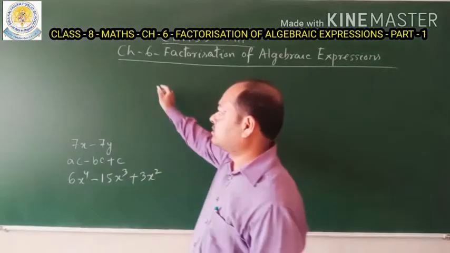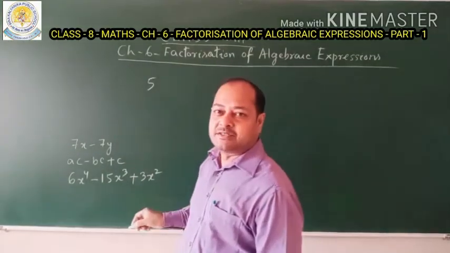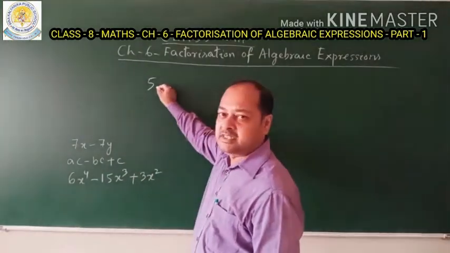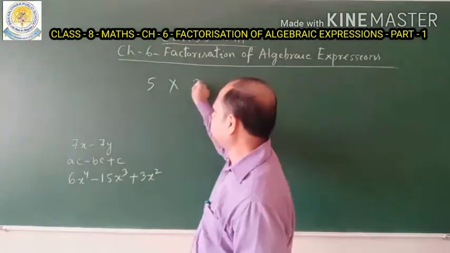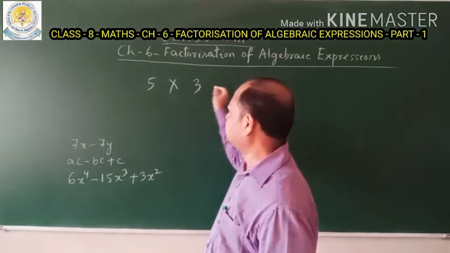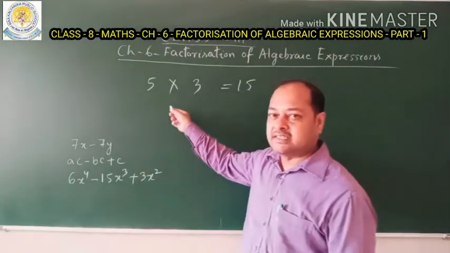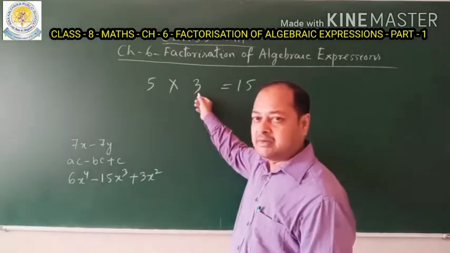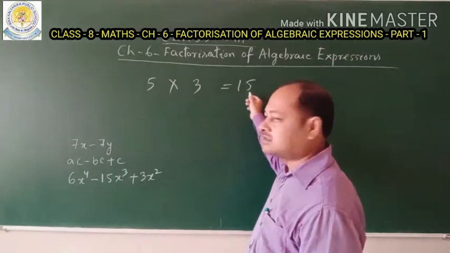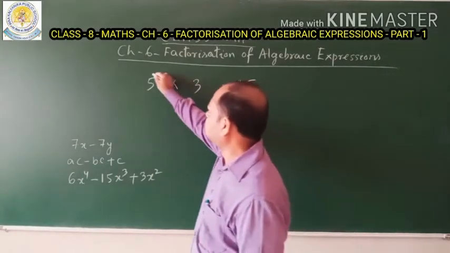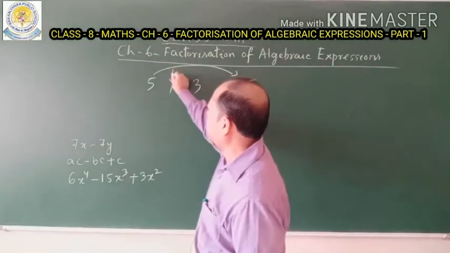As you know, what is multiplication? Multiplication: 5 is a number into 3 is a number, and what is the result that is coming? That is 15. So here you can say that 5 and 3 are multiplied to get the product, that is 15. We can call this operation multiplication.